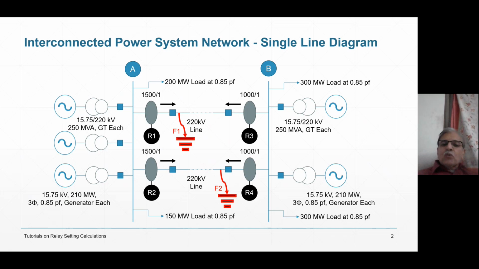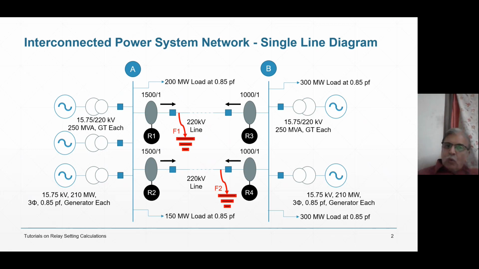Plug setting of R1, R2 is 125%. Plug setting of R3, R4 is 125%. R1 and R2 time multiplier setting is 0.1. R3, R4 time multiplier setting is 0.1. It seems that our exercise is complete. No, my dear friends, incomplete, because I have considered only fault location F1. I have to consider fault location F2 also.